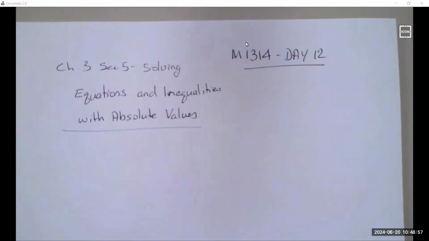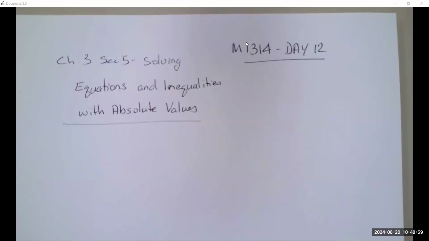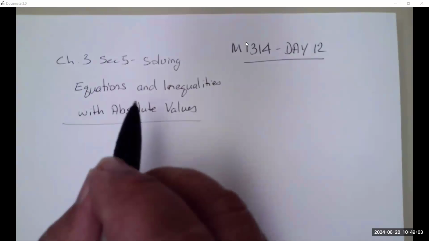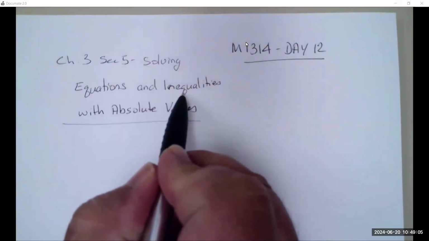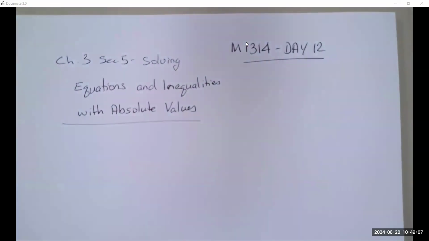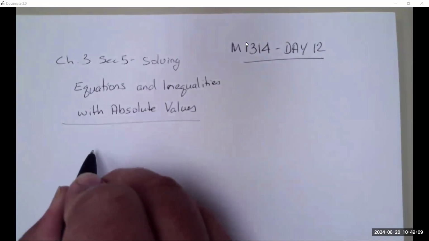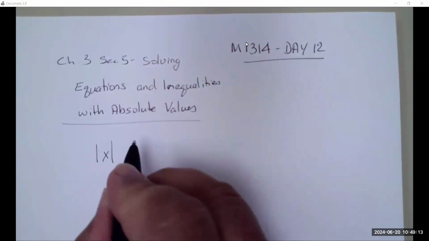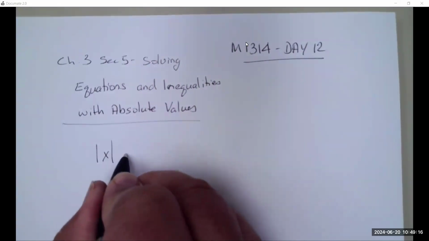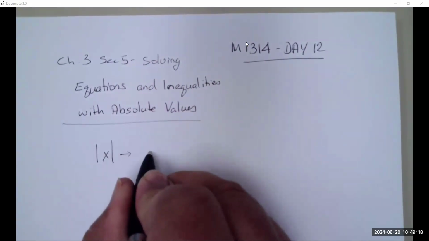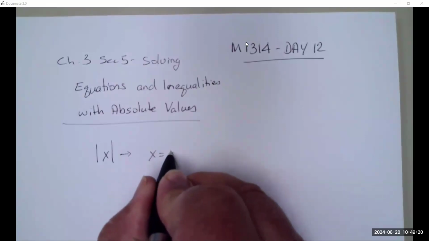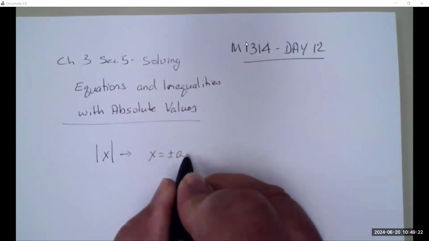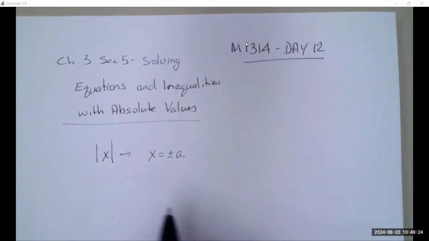All right, this next topic, the last section of chapter 3, I totally forgot about this one, is dealing with solving equations and inequalities with absolute values. So we're saying, well, first off, we know what absolute values do: the x inside there can be positive or negative, some number, and it always comes out positive.